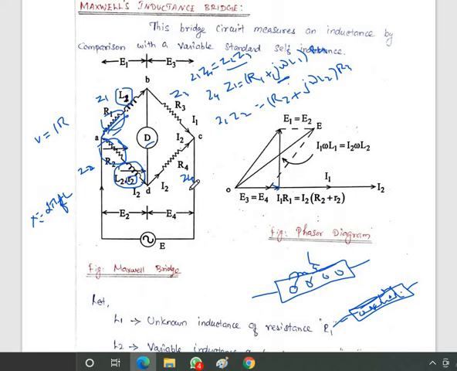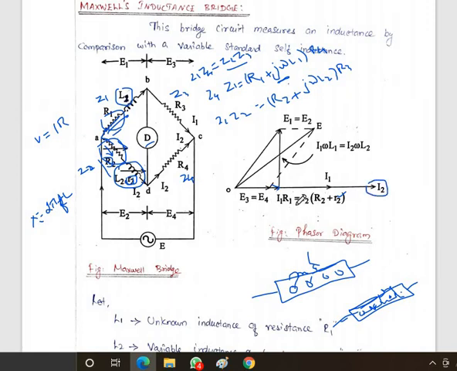At the same time, the current I2 is also flowing through here. So the current I2 is equal to the voltage over the resistance, V equal to I into R. Here I2 is there, R2 plus small r2. Two resistances are there, capital R2 and small r2, and small r2 is nothing but the inductance resistance.